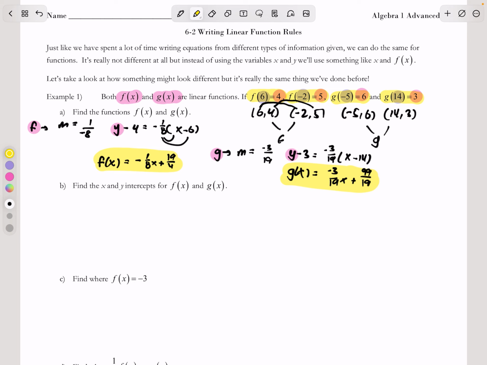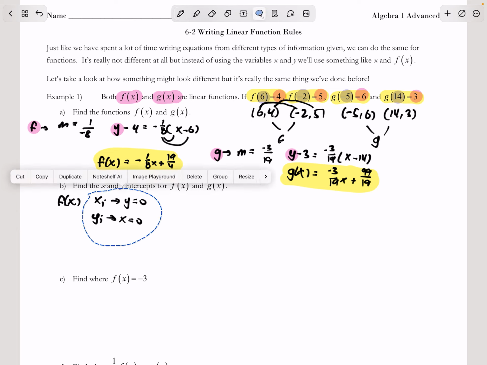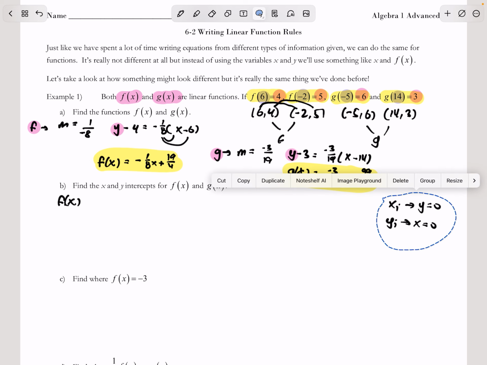Okay, so now for letter B, find the x and y intercepts. Let's start with f. Do you remember that for x intercepts, you just let y equal 0, and for y intercepts, you let x equal 0? Let me put that off to the side. I don't really need that in the problem.